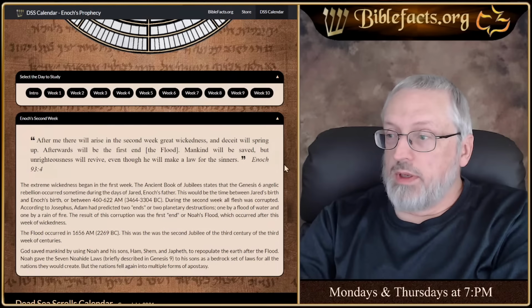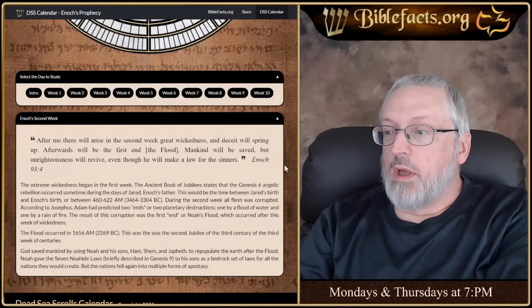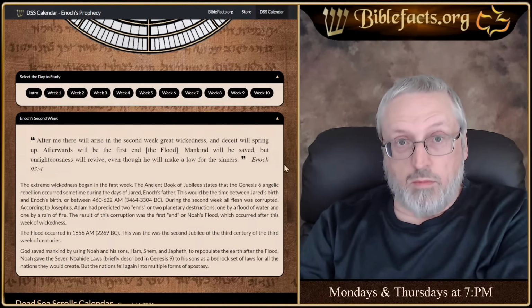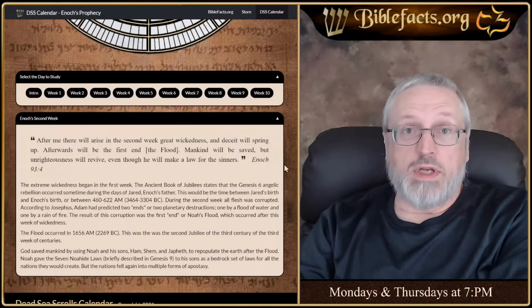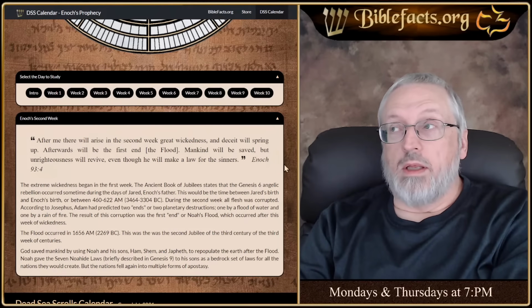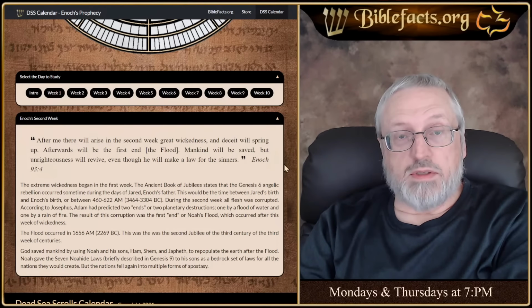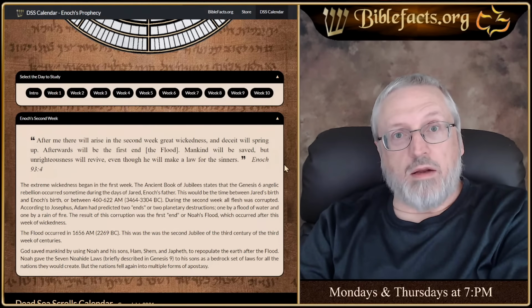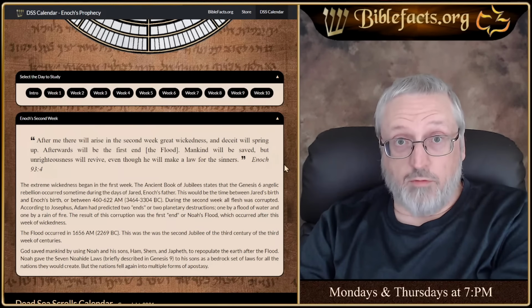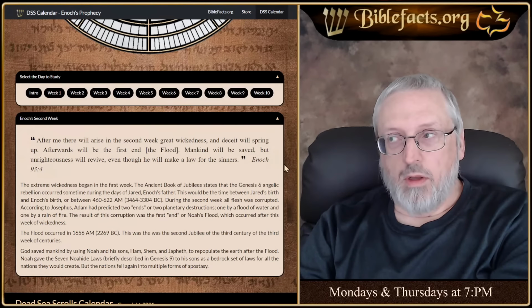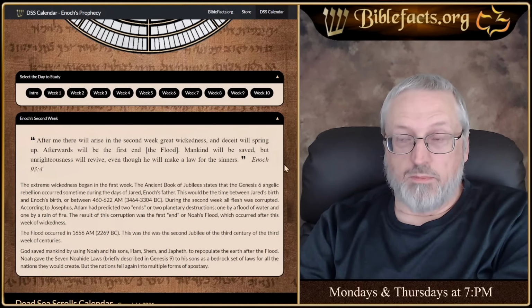Deceit will spring up in that time period. Afterwards, there will be an end to that time period, not that week, but there will be an end. And the first end is a flood. Now, according to Josephus, in the Testament of Adam, he mentioned that he knew that there would be an end by a flood of water and an end by a fire. Wasn't sure which one would come first.